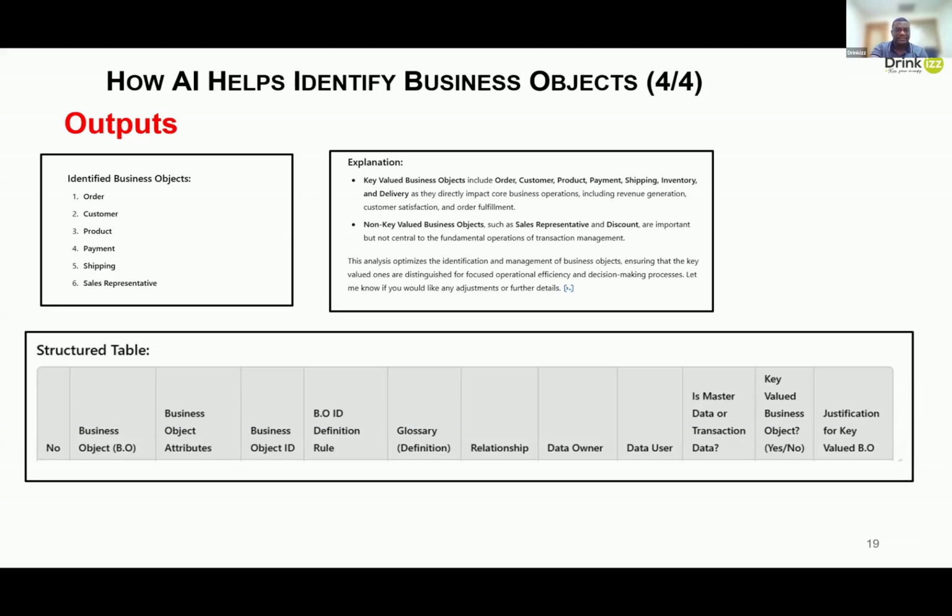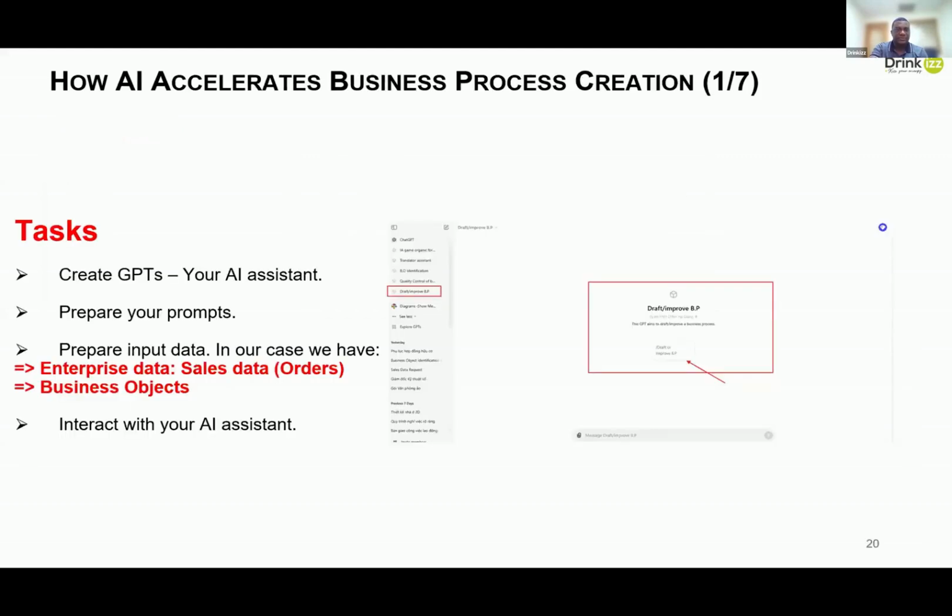So now let's move to another slide. In this slide, we finish with the topic of business object identification. Now we move to the business process creation. Here also AI can help to accelerate this task. So we will see how AI can accelerate business process creation.